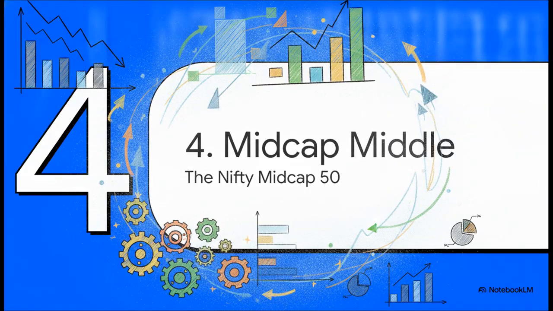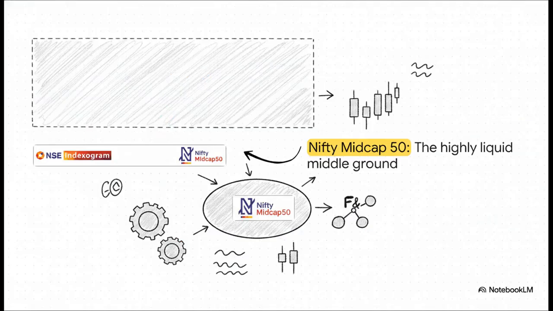Section 4, the mid-cap middle ground. Moving down a tier, the broader Nifty Midcap 150 captures ranks 100 to 250 in the overall universe, but even this mid-tier is filtered further into a highly liquid top 50 group known as the Nifty Midcap 50.